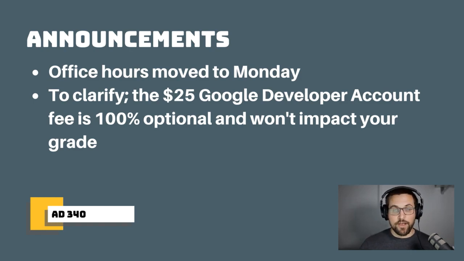I also want to clarify a point in the syllabus. There was an optional item about a $25 Google developer account fee. I just want to point out that that is completely optional. It will not have any impact on your grade or assignments. At the end of this course, we're going to have a bonus lecture about how to take the apps we've built and upload them to the Google Play Store. To do that with your app, you will need that $25 account, but like I said, that will be optional.